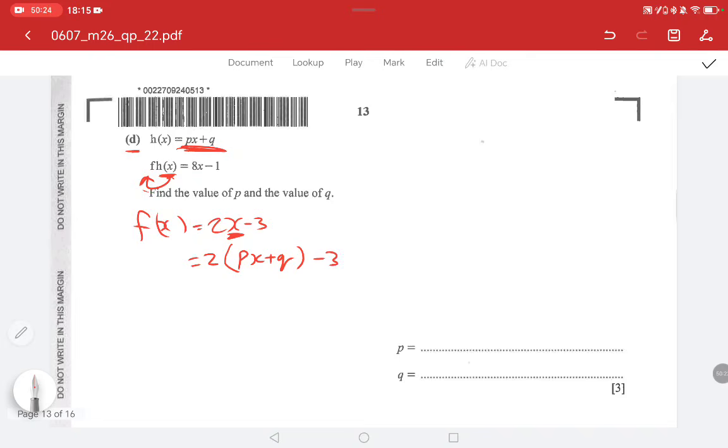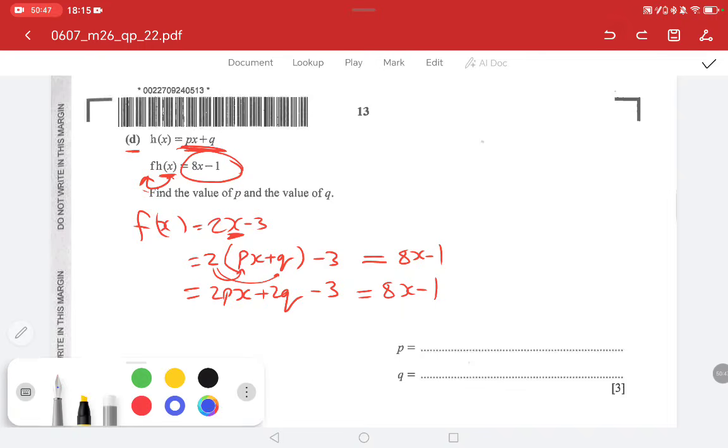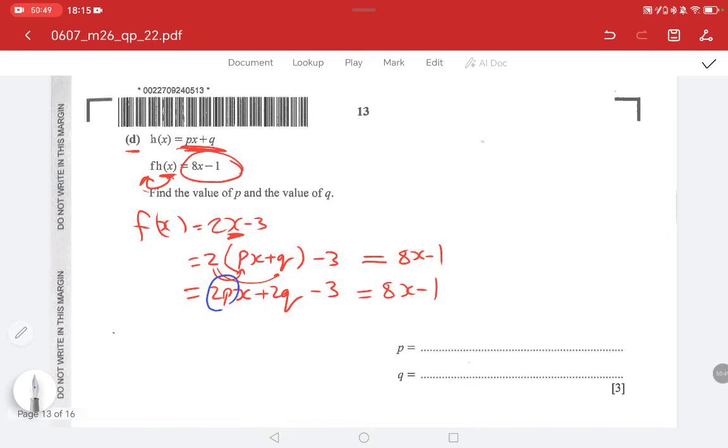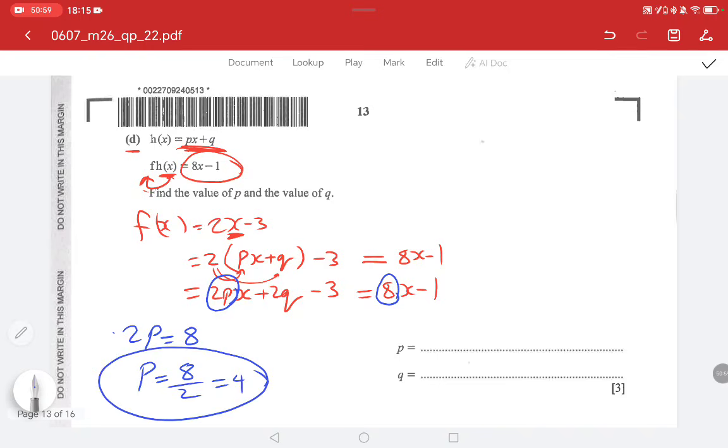Good. So this one, they said equals what? Equals 8x minus 1. Let's expand. 2 times px, 2px. 2 times q is 2q, minus 3, equals 8x minus 1. Let's compare the two sides. Look here, the coefficient of x is 2p, and here the coefficient of x is 8. So I may say that 2p equals 8. So p equals 8 over 2, which is 4.